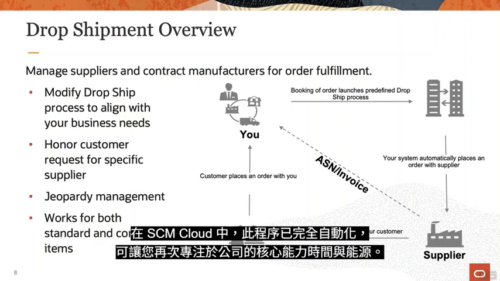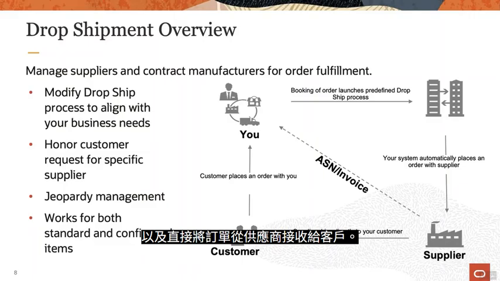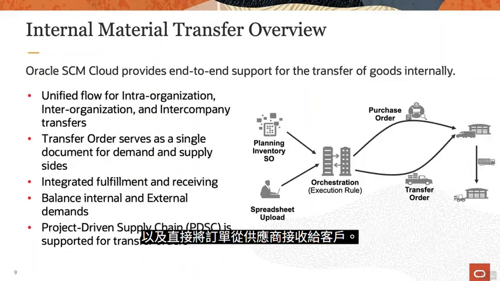In the SCM Cloud, this process is completely automated, allowing you to focus your time and energy again on your company's core competencies. This diagram depicts the overall process flow from the customer placing the order to you within order management, to integrating your procurement, working with a supplier, and receiving the order from the supplier directly to the customer.